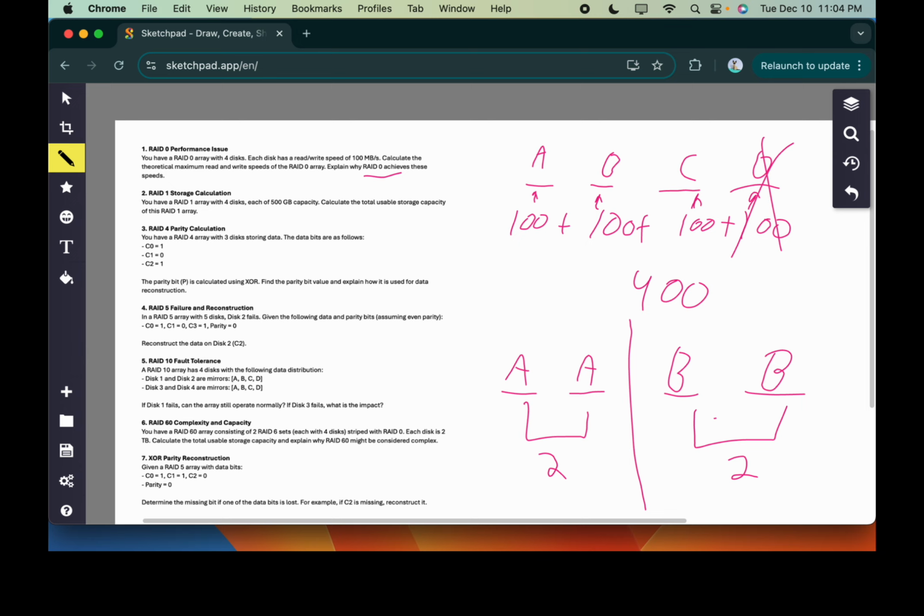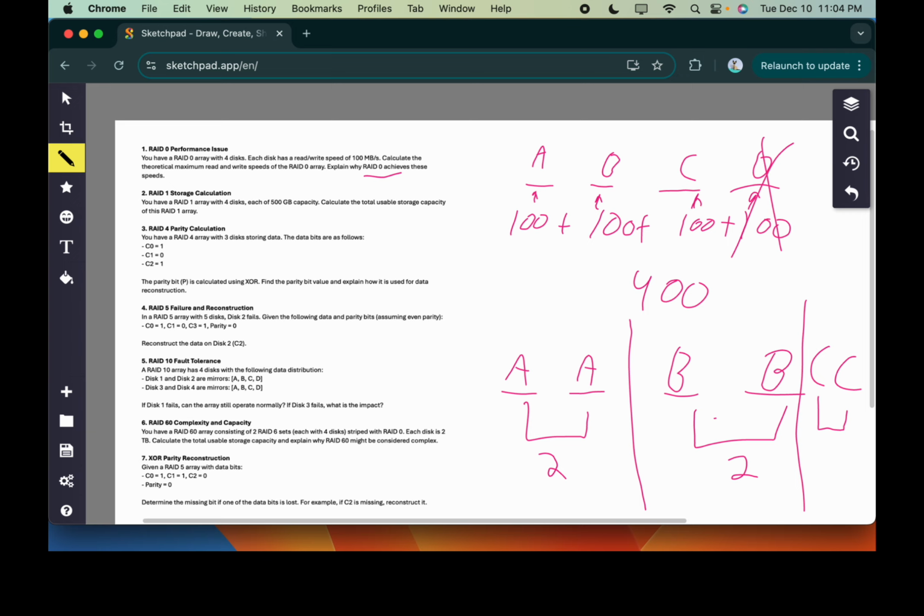Essentially, you're always going to have one user data disk for one mirrored disk. So I could also have like a C, C. These are mirrors. This is the way we're treating mirroring. You could have more than that amount of mirrors if you want to. It's totally up to you.